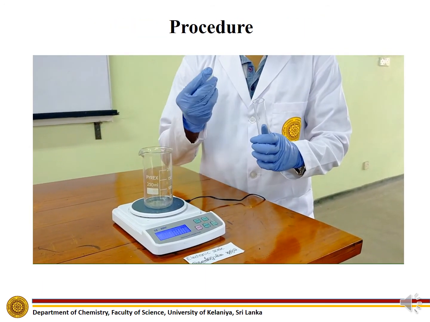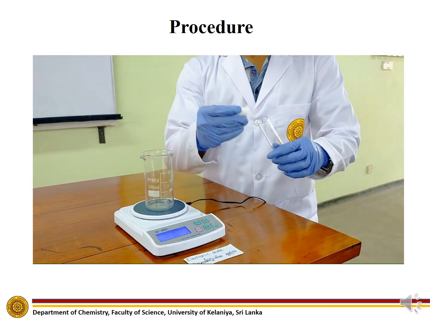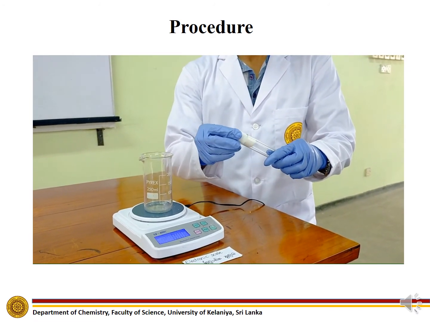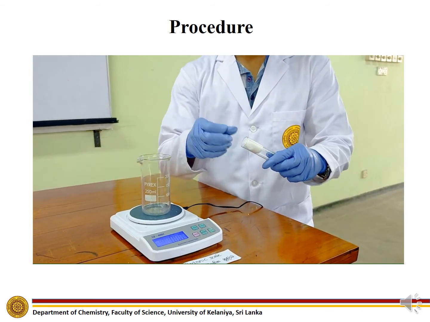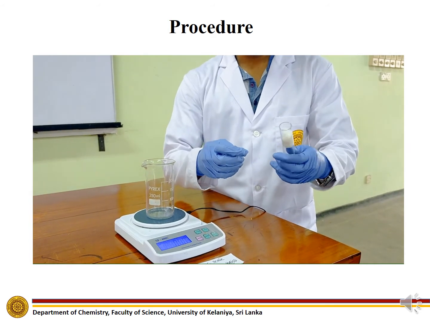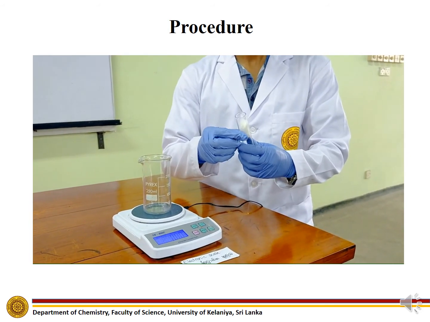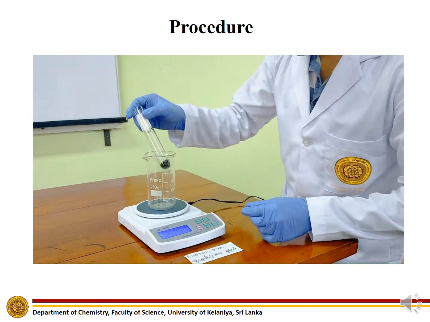Transfer 5 grams of dry potassium permanganate into a dry boiling tube. Then insert a cotton wool plug closer to the top of the boiling tube. Measure the weight of the tube with potassium permanganate and the cotton plug.